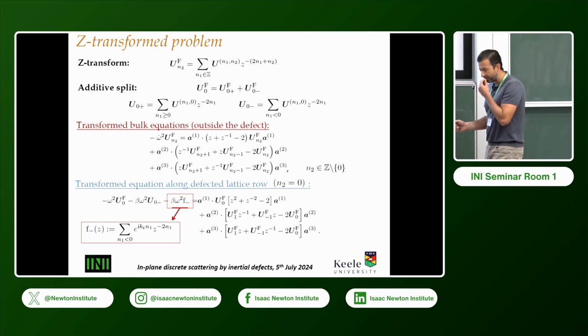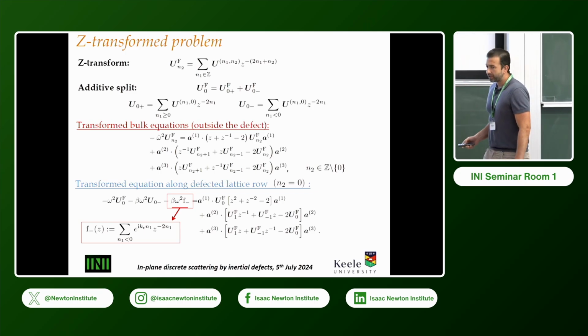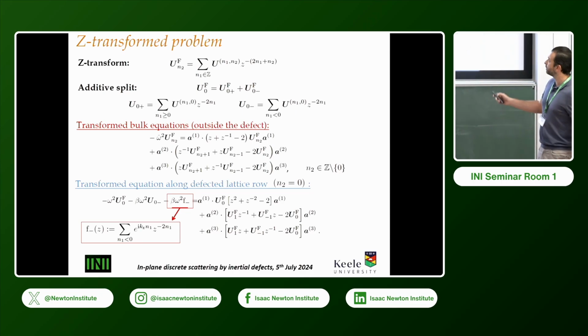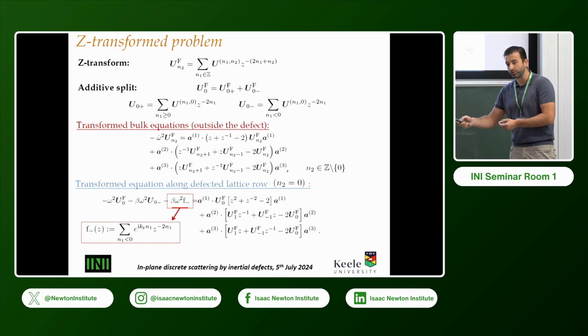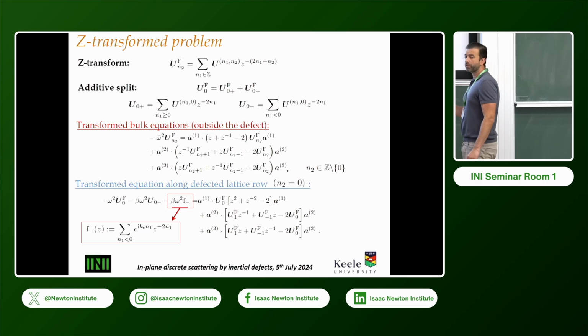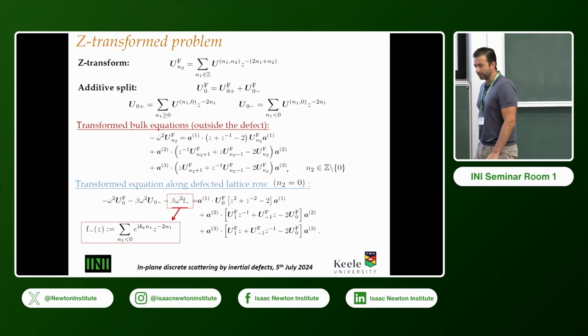Okay, so now coming down to the stuff with Wiener-Hopf. We take the Z transform with respect to the x1 coordinate in the lattice, or with respect to the horizontal coordinate for the nodal positions. Looks like this. When we get to the Wiener-Hopf equation, we use the additive split that just naturally appears due to the discontinuity in inertia terms.